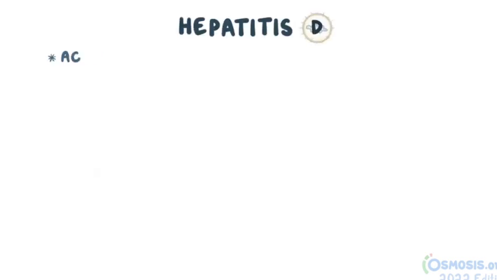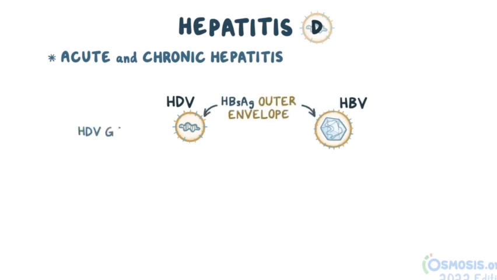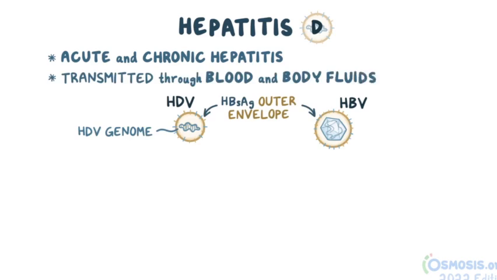Okay, next is hepatitis D, which can cause acute or chronic hepatitis. It's caused by hepatitis D virus, or HDV, which is a defective virus that needs HBV to cause an infection, because hepatitis B surface antigens make up the outer envelope within which the HDV genome resides. So, like hepatitis B, hepatitis D is transmitted through blood and body fluids.